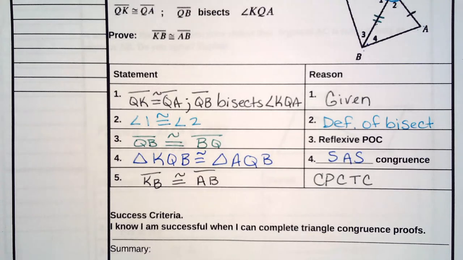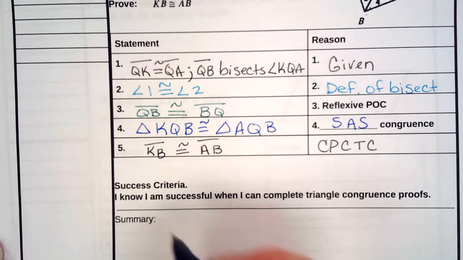So, how do you know when you're successful? I know I'm successful when I can complete triangle proofs. So these are triangle proofs.